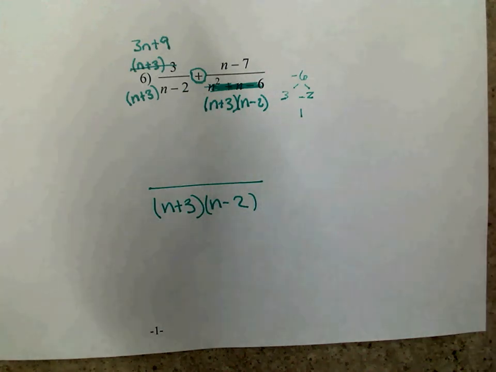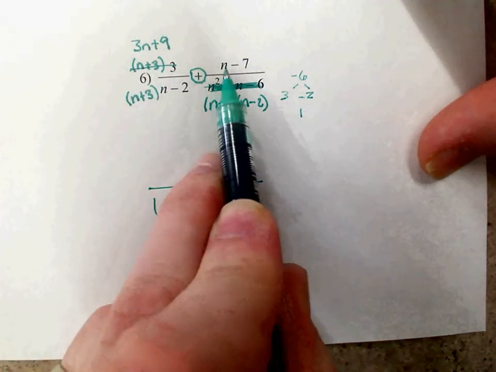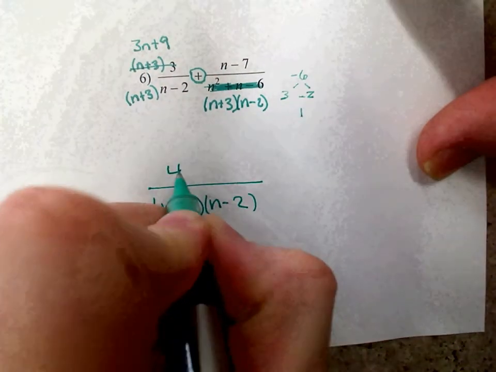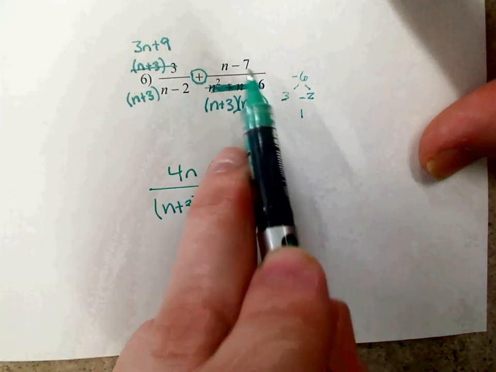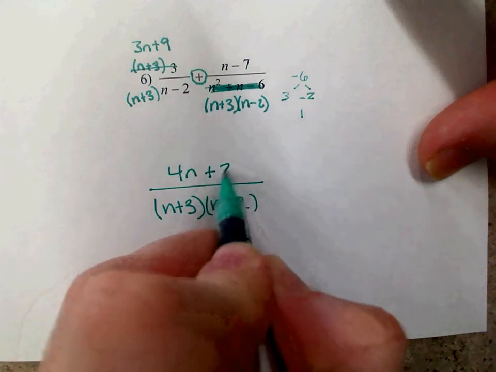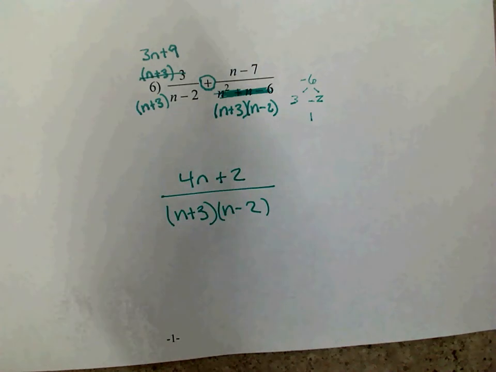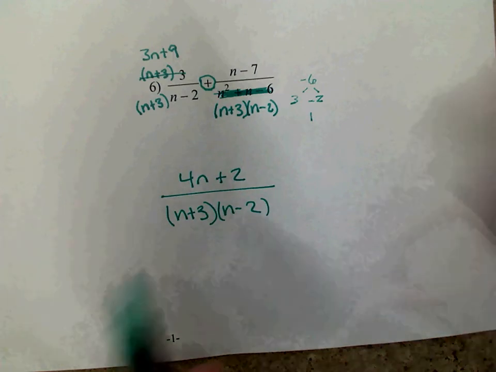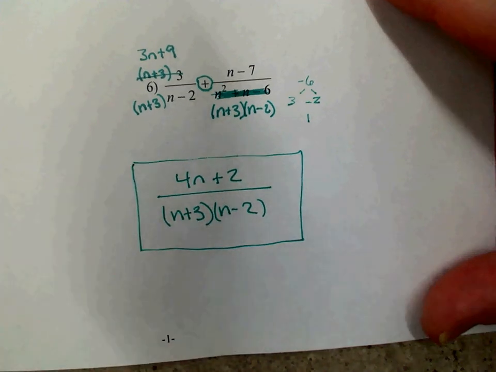Now we don't add everything, we add like terms. So I've got a 3n plus 1n, that would be 4n. And then I've got a 9 plus a negative 7. So that's a 9 minus 7. 9 minus 7 would be 2. So with adding fractions, we get the denominator the same. Then we add the tops together, distributing first to make it easier. So that's my final answer, fraction added together.